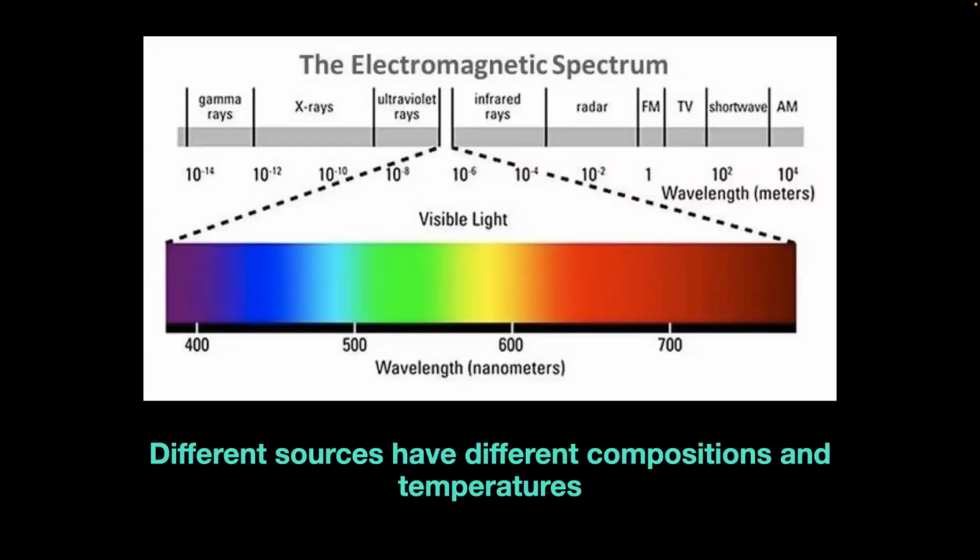We have kind of been de facto talking about visible light, but the electromagnetic spectrum includes much more light than that. It goes from about over here, 10 to the negative 14th meters in wavelength, all the way up in the radio to 10 to the 4 meters in wavelength. Different sources will also have different wavelengths or frequencies, which means that they have different compositions and temperatures. Also, the way we would detect this light may vary with the different wavelengths.